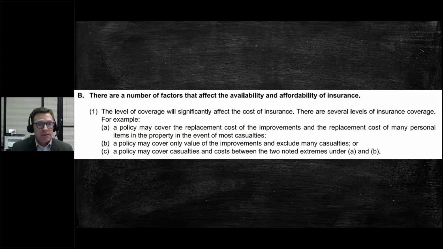There are a number of factors that affect the availability and the affordability of insurance. And it talks about some of the different levels of insurance coverage and why the buyers need to shop around and know what they're getting. Some policies may cover replacement cost of the improvements and the replacement cost of personal items. Other policies may cover only the value of the improvements, may exclude lots of casualties or events that might cause an insurance claim. And then some policies are a mix of the two, somewhere in between.